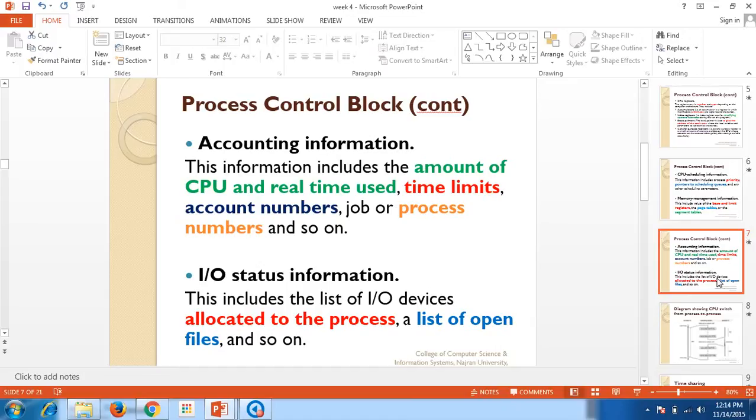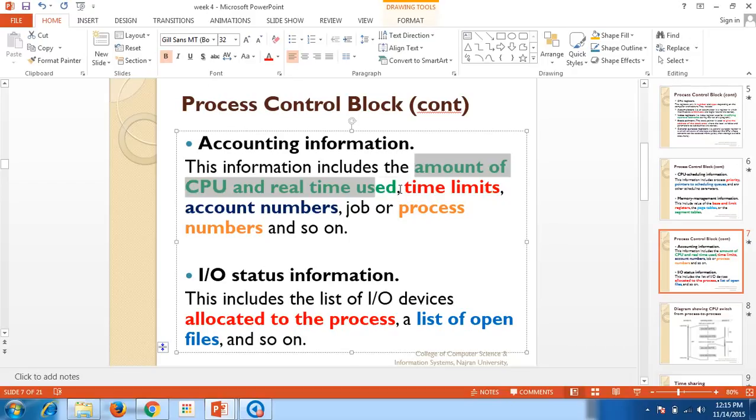After that, we have another component of the process control block, which is called accounting information. This information includes the amount of CPU and real time used, time limits, account number, job or process number, and so on. We discussed in lecture number 3 that each process has a process ID, so a process number or job number. Whenever we have a process, it needs time to execute, so the amount of CPU or real time used, which time it used the CPU.